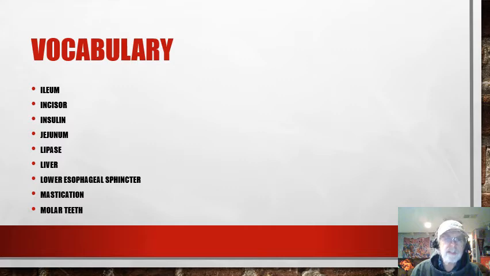Okay. Let's get to some other ilium. Ilium, we know, is the third portion of the small intestine. Duodenum, short; jejunum, long; ilium, long. And it's in that order.